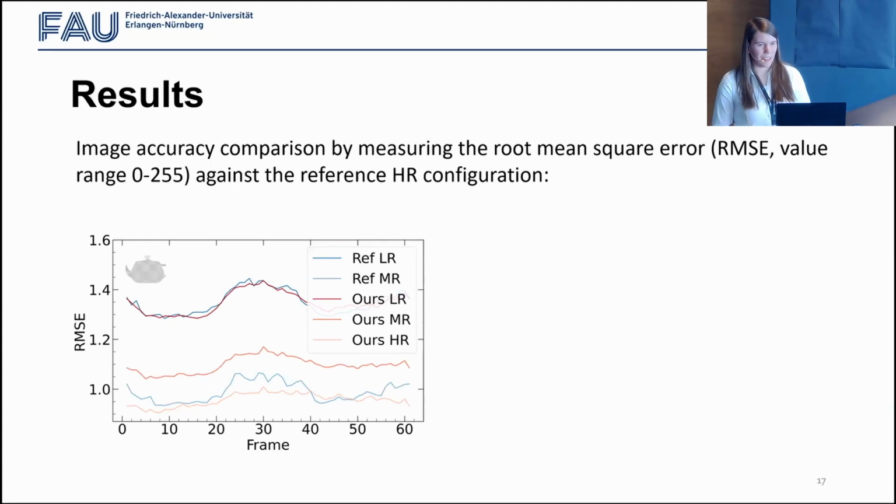In order to analyze this, we did a quantitative and a qualitative evaluation. First of all, here you can see the quantitative evaluation, where we are looking at the root mean square error of the configurations against the reference high resolution configuration. For the simple teapot scene, which doesn't have a lot of texture detail, we see that the error is very small, ranging only about 0.3%, and that it decreases in a similar fashion as the ground truth when increasing the resolution of our configurations.